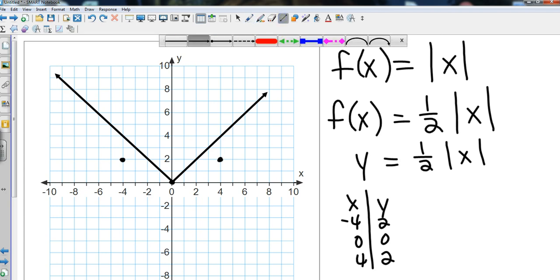So basically what it has done is it has increased its footprint. It's going to go out twice as wide. So if I take half of an absolute value, it's going to increase it by a factor of 2. If I multiply by 2, it's going to shrink it by a factor of 2. So again, it's just a little bit backwards. So that is chapter 3, section 7, graphing absolute value.